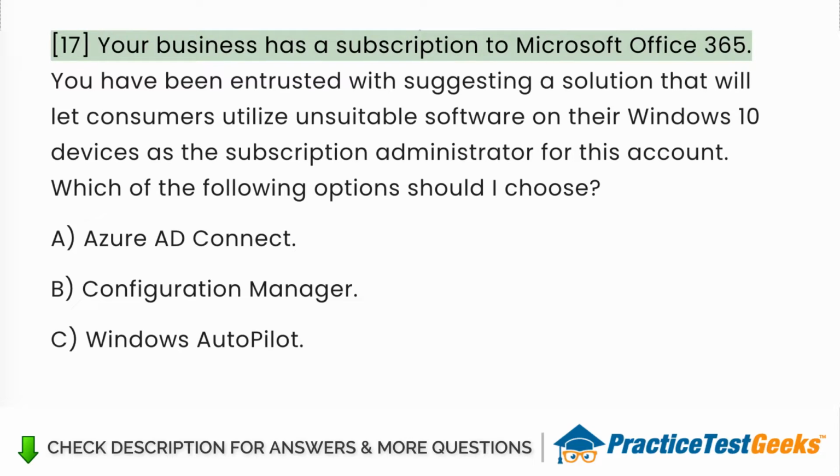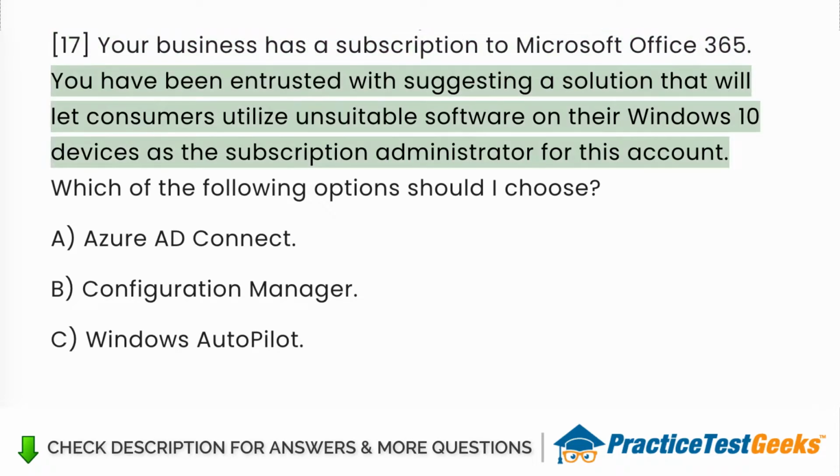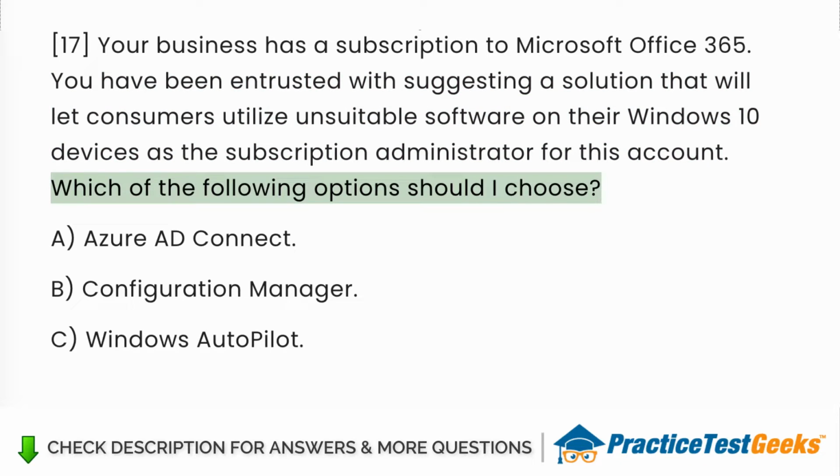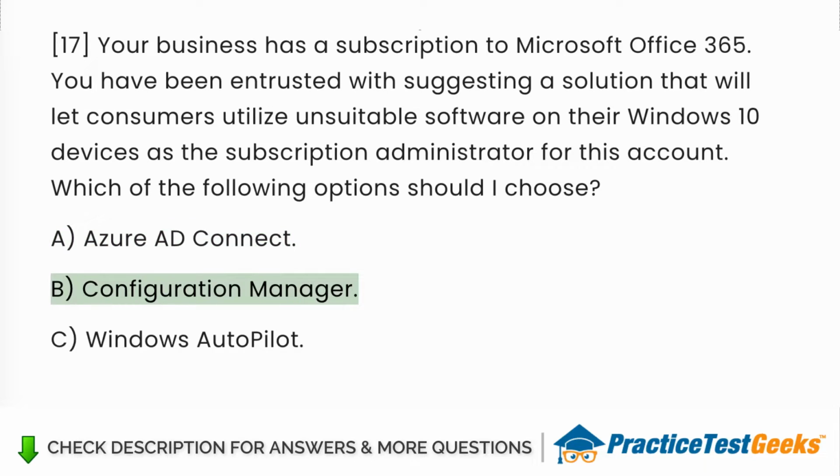Your business has a subscription to Microsoft Office 365. You have been entrusted with suggesting a solution that will let consumers utilize unsuitable software on their Windows 10 devices as the subscription administrator for this account. Which of the following options should I choose? A. Azure AD Connect. B. Configuration Manager. C. Windows Autopilot.